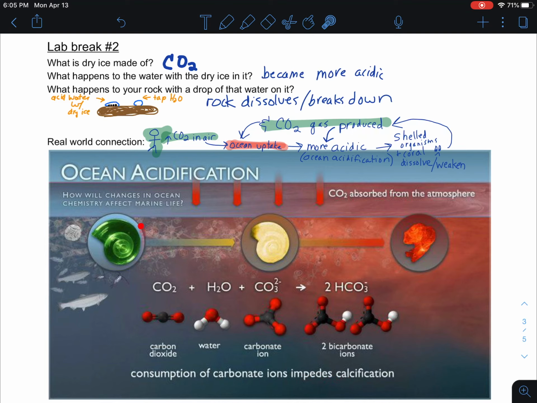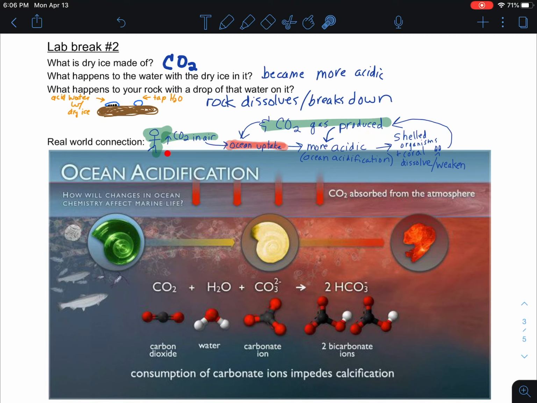So this is healthy marine life shells, somewhat weakened. This is organisms that do not survive. Now, as more of this stuff is dissolved and these shells weaken, that produces more carbon dioxide gas. So there's more carbon dioxide gas in the air, which then is put into more ocean uptake, which makes the ocean more acidic. And we have created a positive feedback loop. It is a positive feedback loop of a negative thing. So this is not good news.